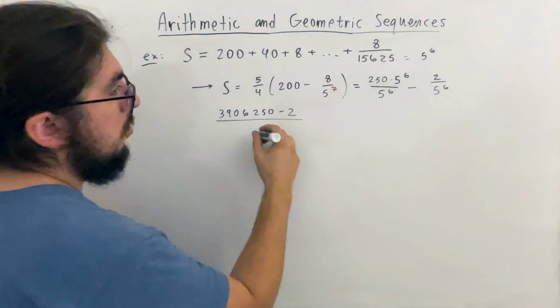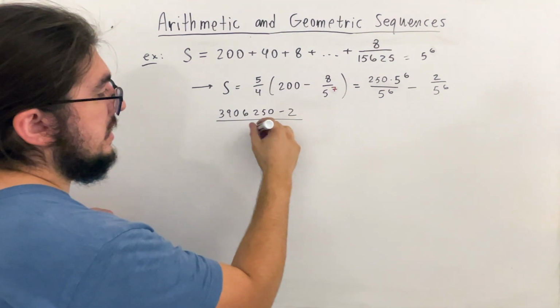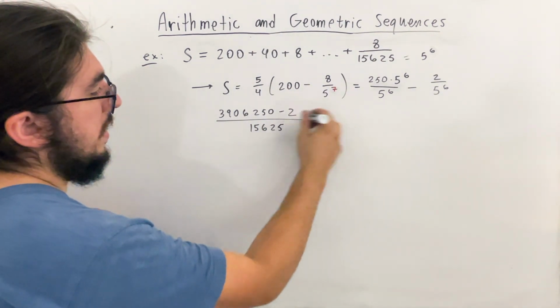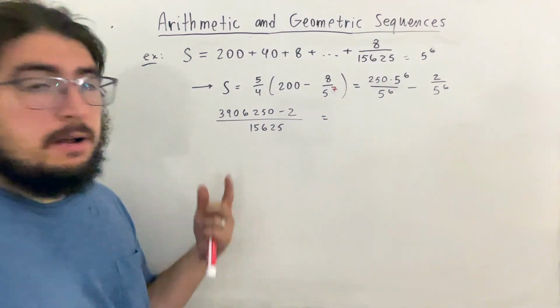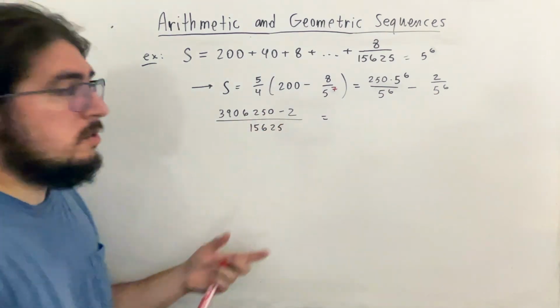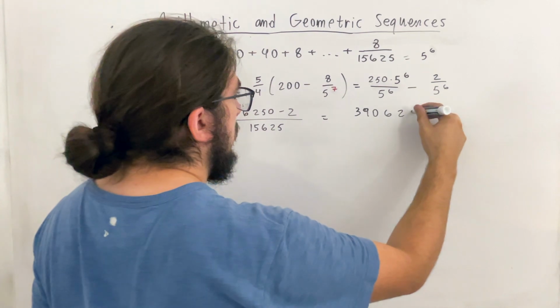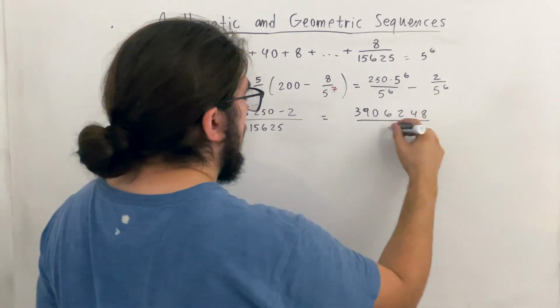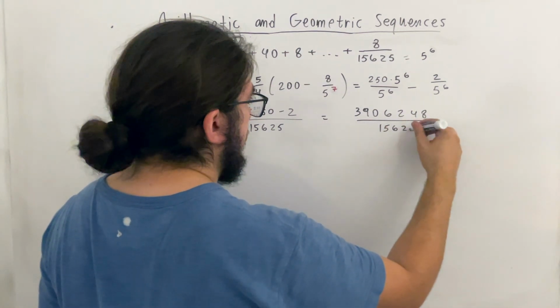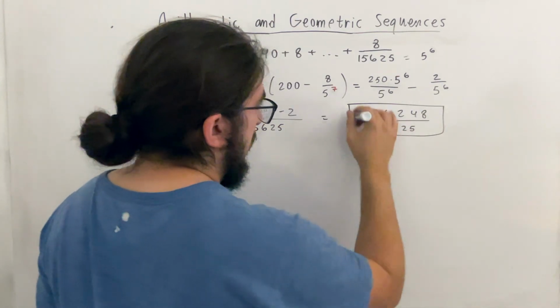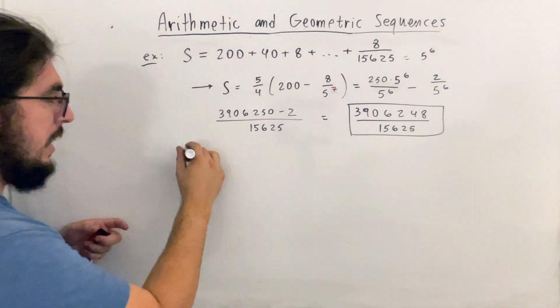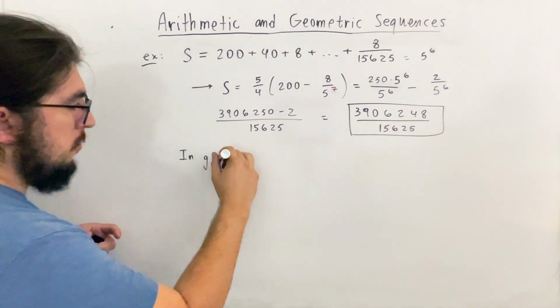Minus 2 all over 5 to the 6th, which again, 5 to the 6th is 15,625. Perfect. Almost there. Now, just the last thing to notice is 50 minus 2 is 48. So we get 3906248, all divided by 15625. Finally.